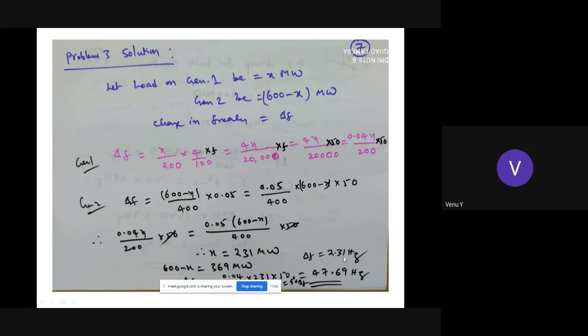Use one of the equations to find delta f. So delta f is equal to 0.04 by 200 into x, x is 231, into 50. That is equal to 2.31 Hz. Now the frequency is equal to f naught minus delta f, that is 50 minus 2.31, equal to 47.67 Hz. That is the frequency variation due to load variation.